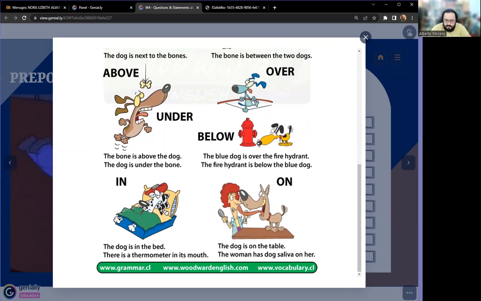Después tenemos in, tenemos on. In es en y on es sobre. The dog is in the bed. El perro está en la cama. There is a thermometer in its mouth. Hay un termómetro en su boca. Y luego tenemos the dog is on the table. El perro está en la mesa, pero hablando de que está sobre la mesa. The woman has dog saliva on her. La mujer tiene saliva del perro sobre ella.